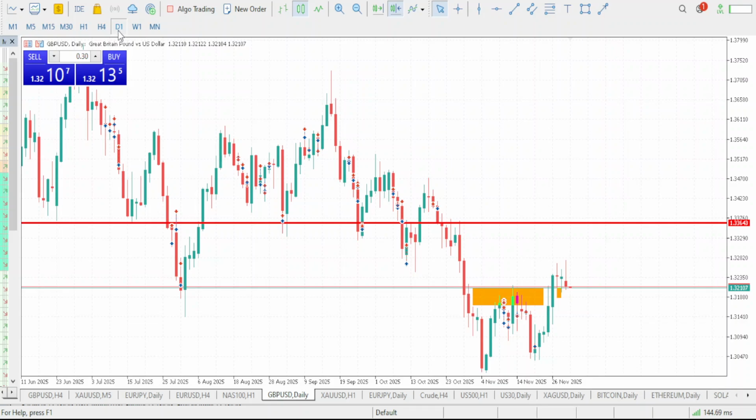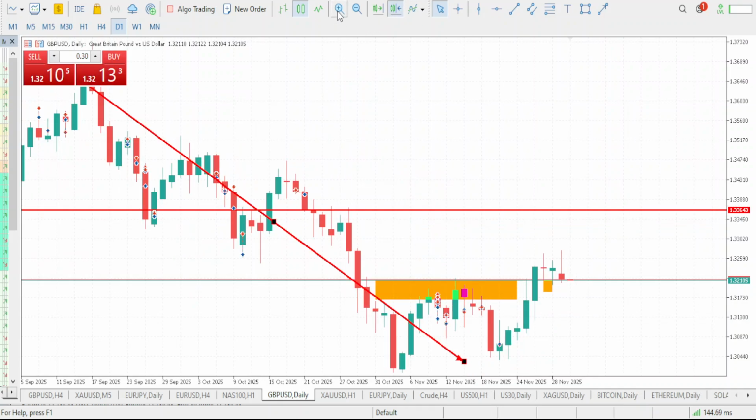So, let's see what we will be expecting on our GBPUSD. Let's see the trend. At first, we were on a downtrend move. Market was trending downward. We can see a series of lower lows and lower highs. Right now, we would start going on an uptrend move.